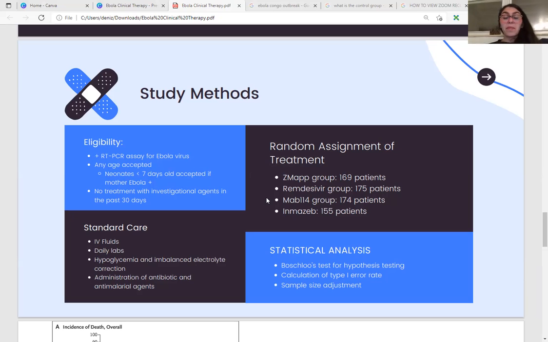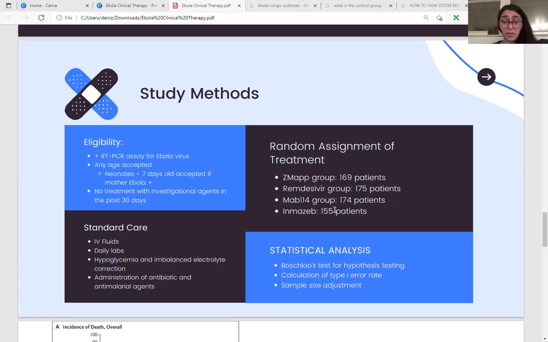And MAB 114, that's our monoclonal antibody, MAB is what that stands for. And this was actually derived from an Ebola patient. And this was given to 174 patients, at a dose of 50 milligrams per kilogram as a single IV infusion, just 1 dose, that's it.